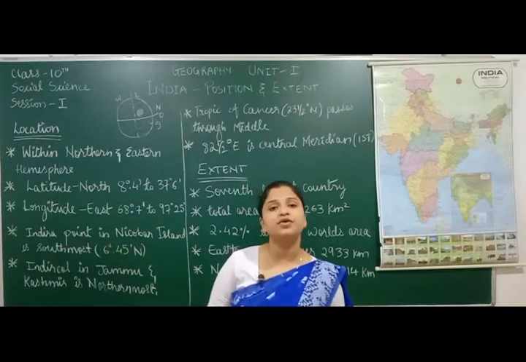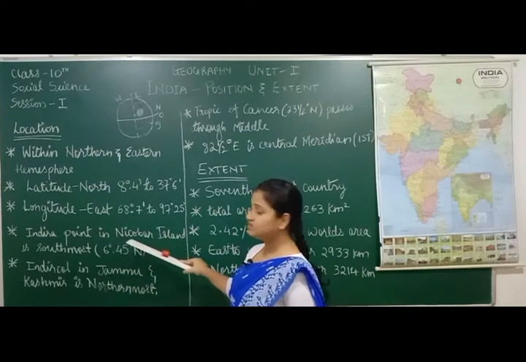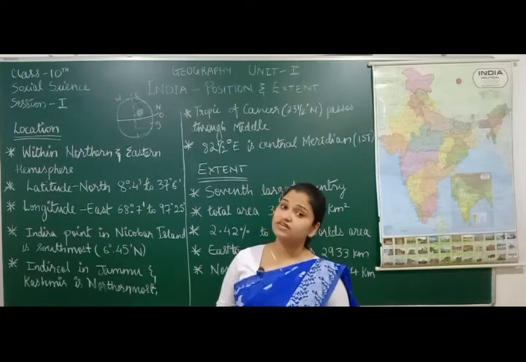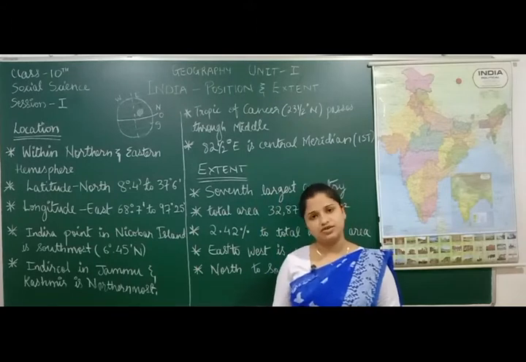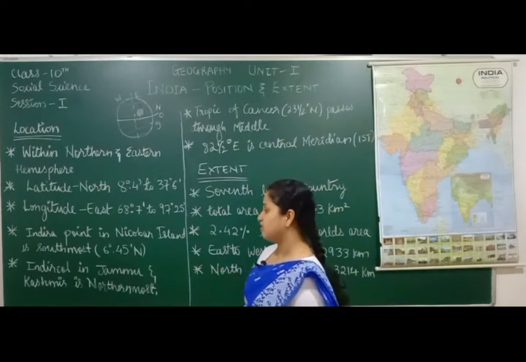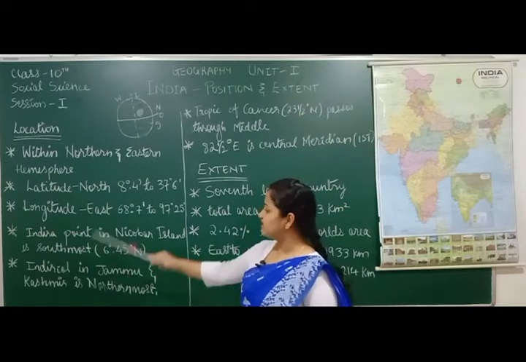Where is Indira Point? In the Andaman and Nicobar Islands. Indira Point here is in Nicobar Island. And what is the latitudinal extent of Indira Point? It is 6 degrees 45 minutes north. Is that clear to you? 6 degrees 45 minutes north is the southernmost point of India, which is Indira Point.